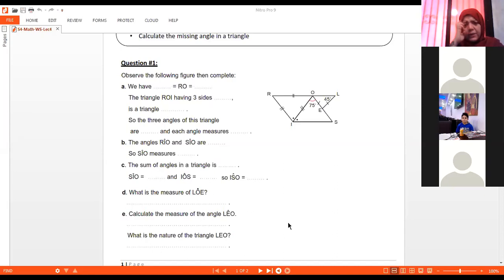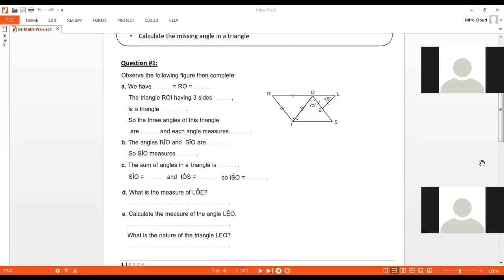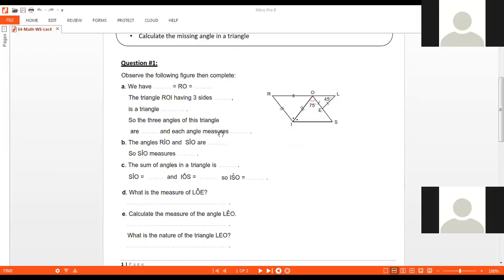Then we can say that the angles of this triangle are equal, and each angle measures 60. Very good, excellent. I don't know where the others are, but those who are participating are going to get bonus points. Anyway, let us continue.